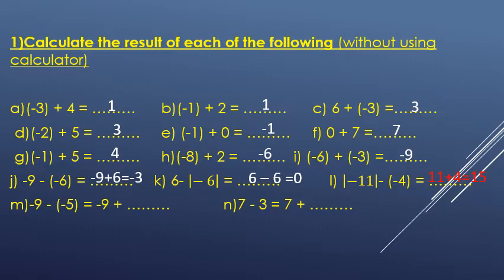Negative 9 minus negative 5 equals negative 9 plus what? Here we put the sign negative, negative is positive, and we put the number 5. 7 minus 3 equals 7 plus negative 3. It's the same result: 7 minus 3 equals 4, and 7 plus negative 3 equals 4.